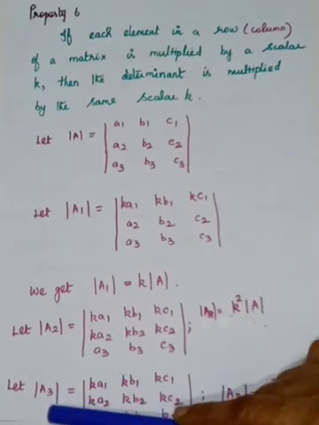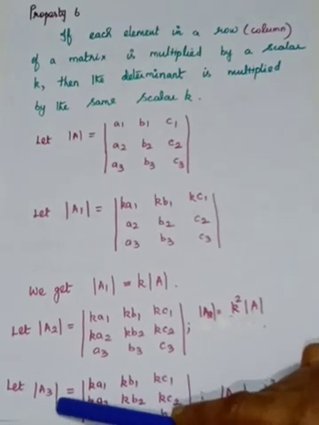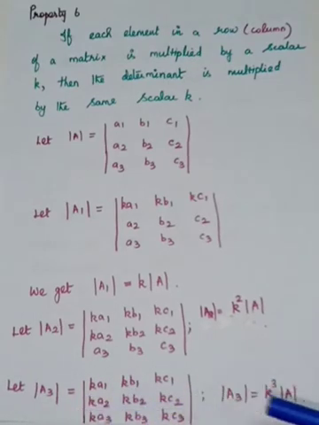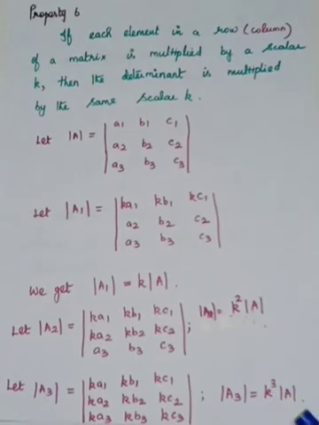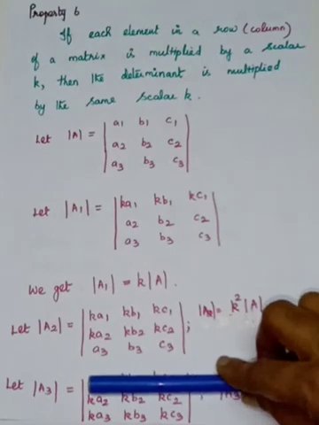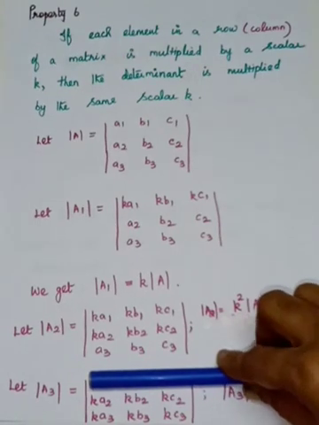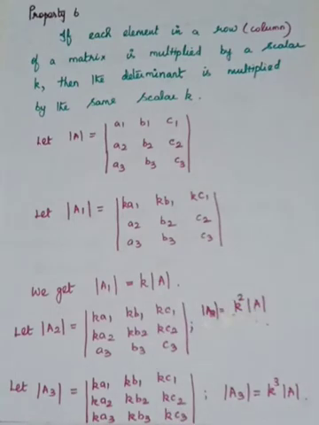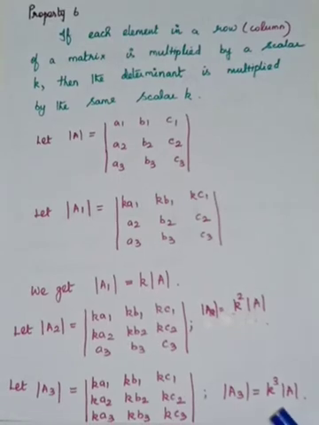And come to A3. In determinant A3, all three rows are multiplied by the same scalar k, meaning the determinant value of A3 is equal to k cubed into determinant A, because for each row we should take k out. So for the first row k, for the second row k, for the third row k. Therefore the determinant value is multiplied by the constant k cubed.